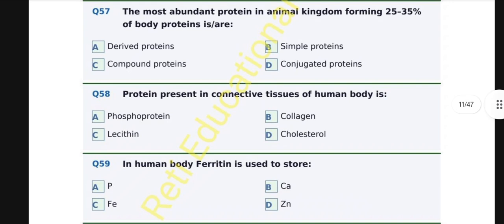Question number 58. The protein present in connective tissues of the human body is A. Phosphoprotein. B. Collagen. C. Lecithin. D. Cholesterol. And the correct option is already described, collagen, which is the main structural protein in connective tissues, tendons, ligaments, skin, cartilage. It provides tensile strength.